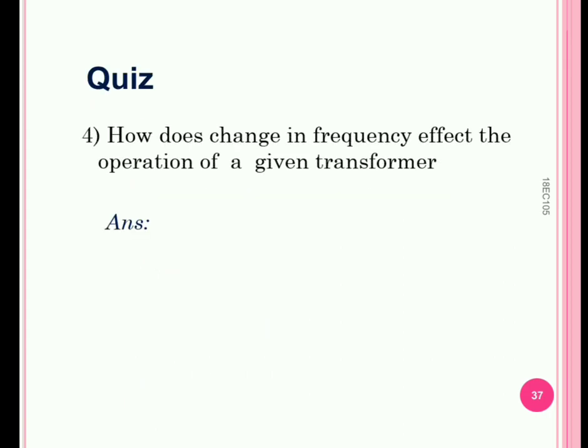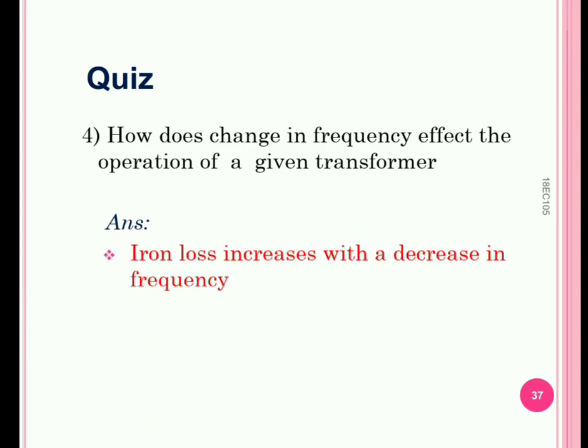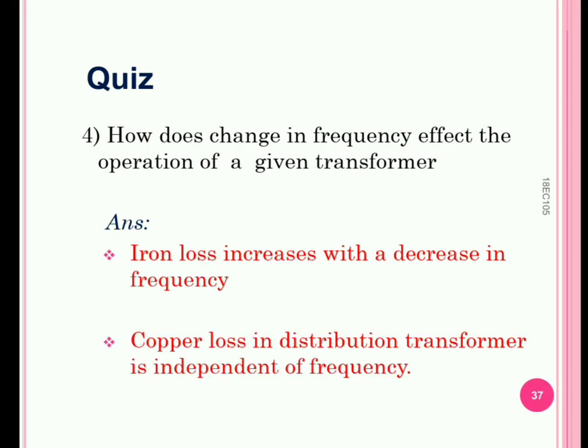Then one more. How does change in the frequency affect the operation of a given transformer? Does it have any relation? Iron loss increases with a decrease in the frequency. The higher the frequency, the lesser the iron losses or core losses. Copper loss in the distribution transformer is independent of the frequency, because copper loss is I square R, so it has nothing to do with the factor f. This is what we have to remember.